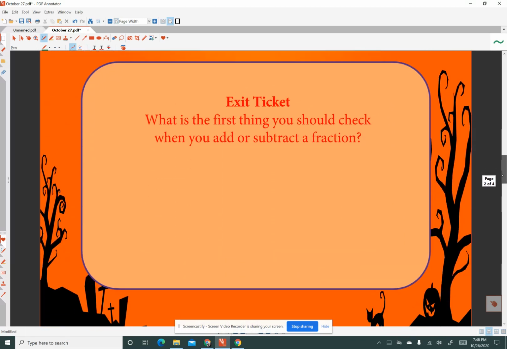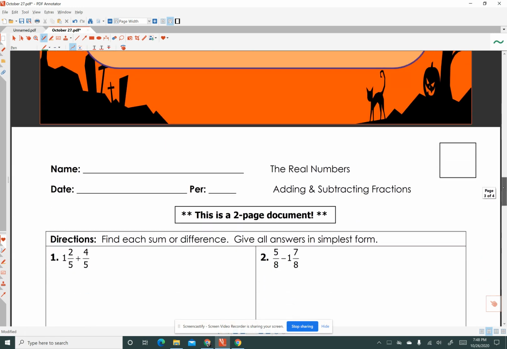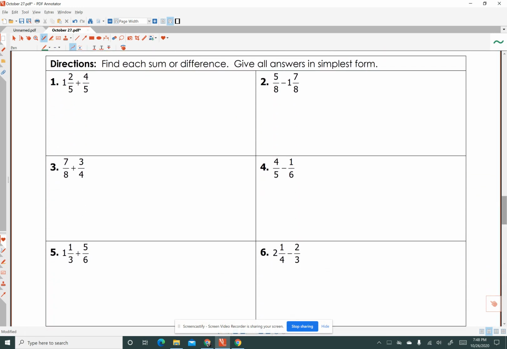Again, this is our exit ticket. What is the first thing you should check when you add or subtract fractions? So let's get started. We're going to find each sum or difference. So when we convert 1 2/5, we have the same denominator already. So 5 times 1 is 5, plus 2 is 7/5, plus 4/5 equals 11/5, which we will reduce to 2 1/5.